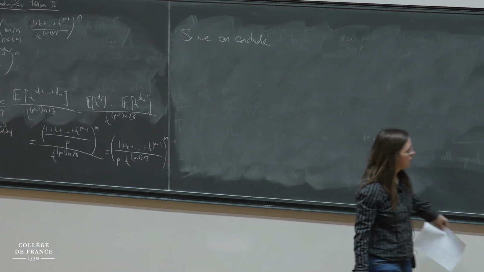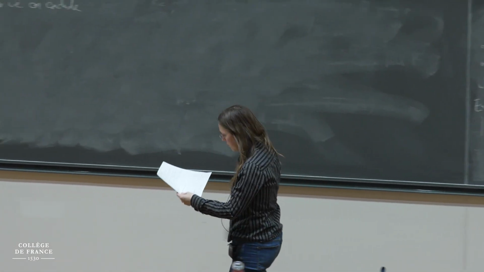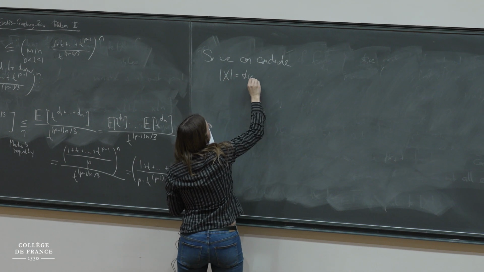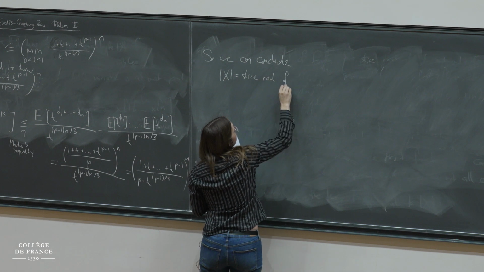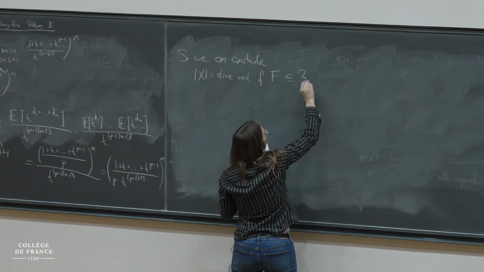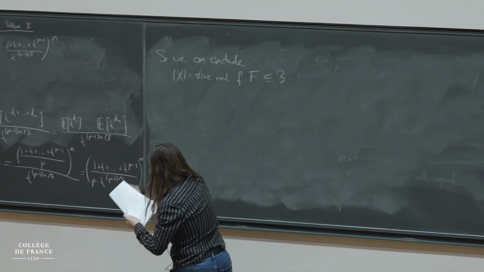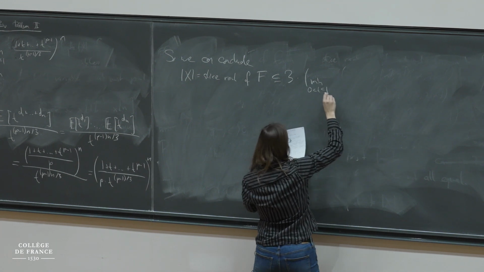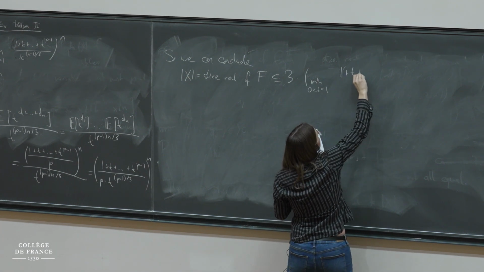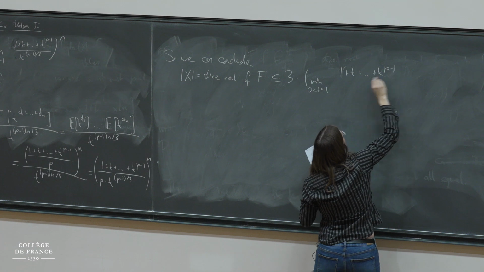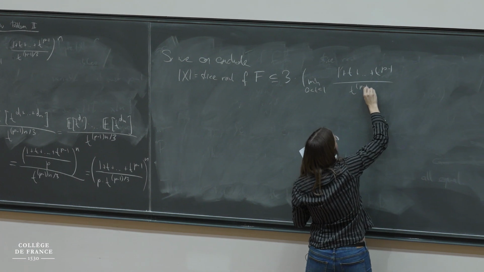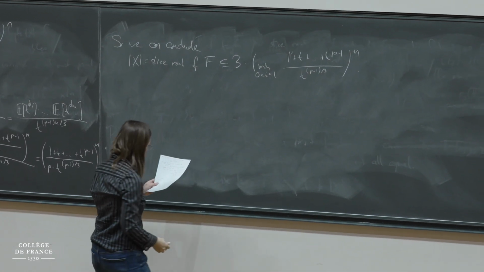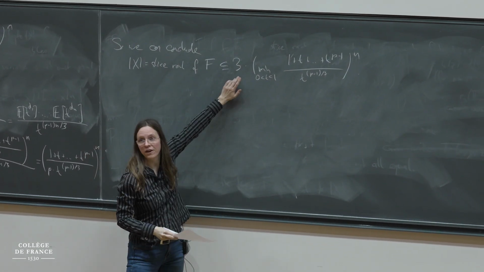putting together what we got here with what we got over there, we can conclude that x, which is equal to the slice rank of f, is now at most 3 times that number. So 3 times the minimum over t between 0 and 1 of 1 plus t plus and so on plus t to the p minus 1 divided by t to the p minus 1 over 3, to the n. Okay, and so this was exactly what we claimed, except for this factor of 3.